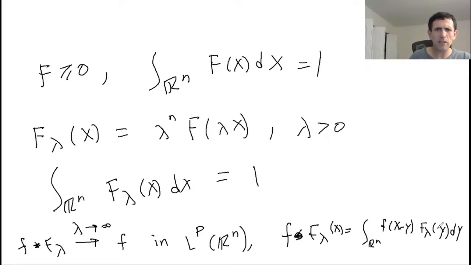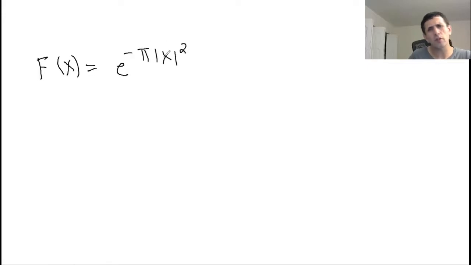So in particular, what we'll need to use is a Gaussian, e to the minus pi x squared. So you don't really have to use exactly this. A lot of people use e to the minus x squared, and you have a normalizing factor here. But this is probably, I think, the easiest to do. So let's check that this has L1 norm 1.